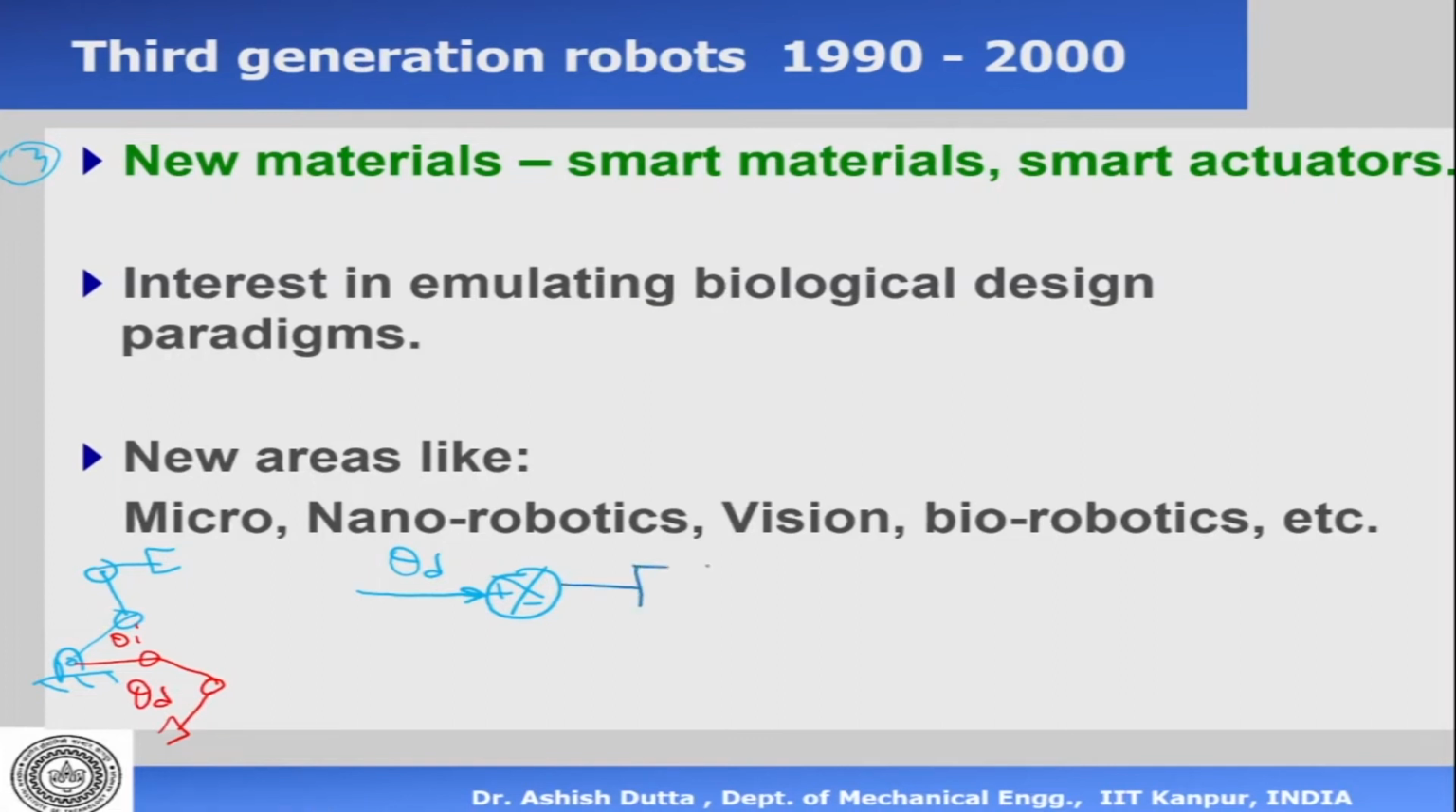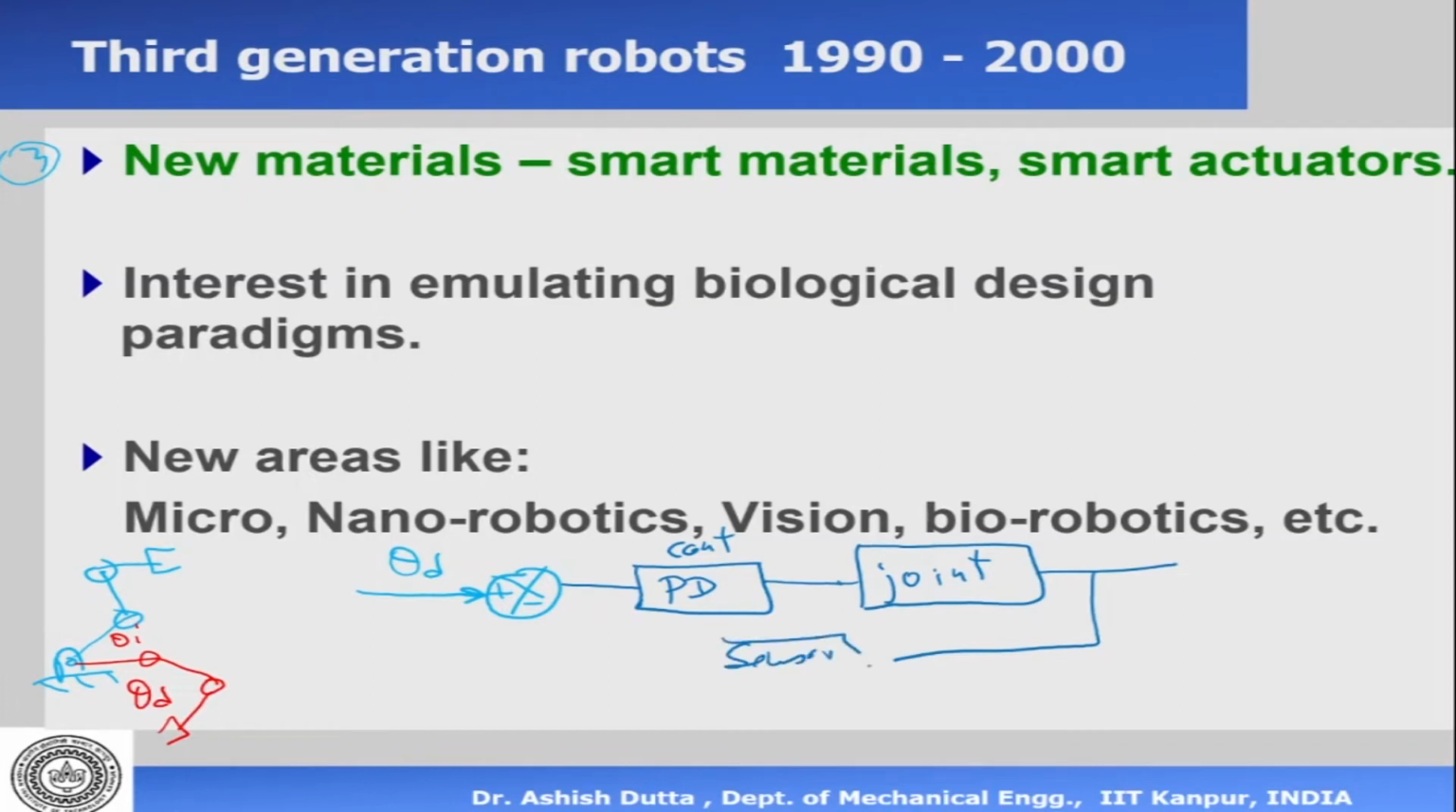Then we have a controller. Let's call it a PD controller here. That's my robot link, this is my joint, the robot joint, and then I have feedback, and we have some sensor here. This is the basic control system diagram for the link of a robot. So this is my theta out.